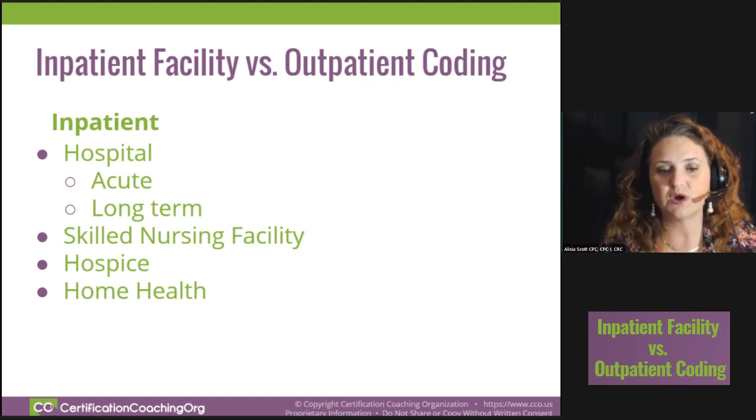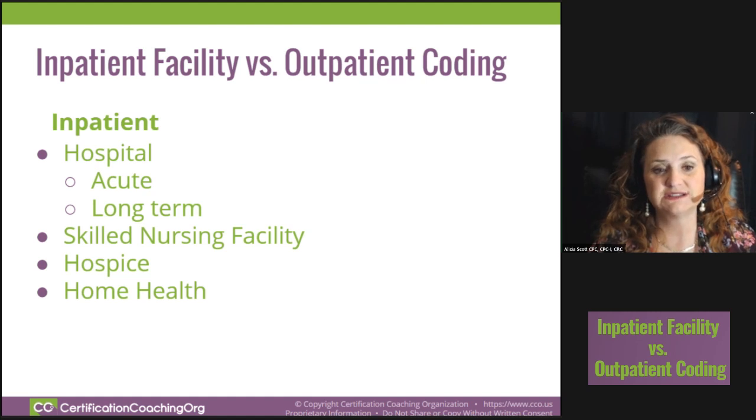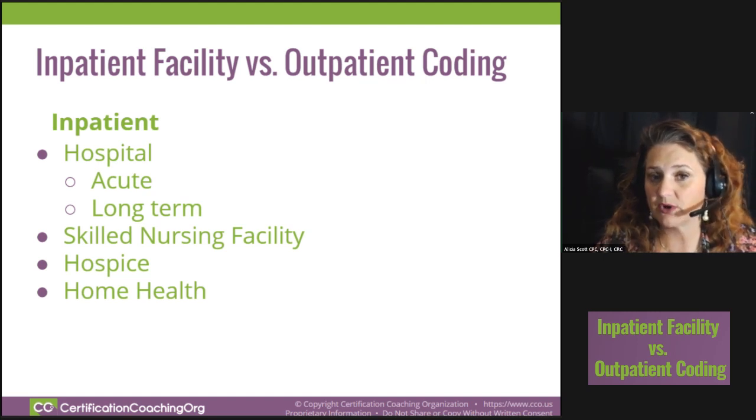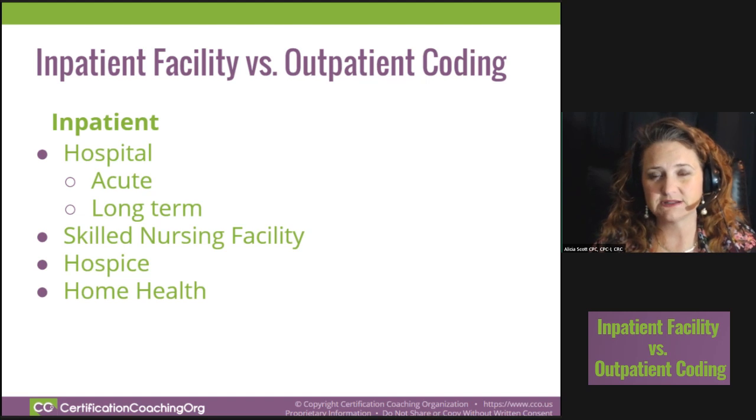So with every single one of those that we've listed here, from acute to long-term hospital to skilled nursing facility, hospice and home health, an order from a provider has to be written to admit you into one of these. And then, of course, you could be discharged. Very seldom are you discharged from hospice, but you are discharged from home health, because home health is done on a quarterly basis, like every 90 days.